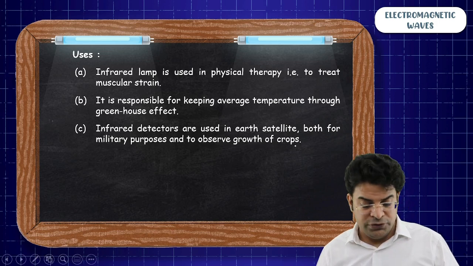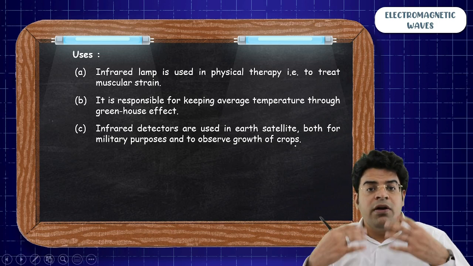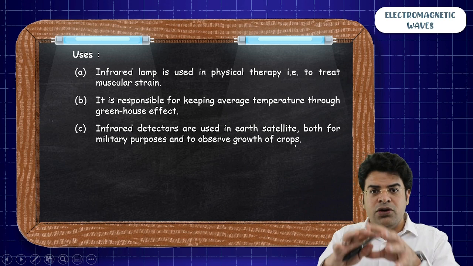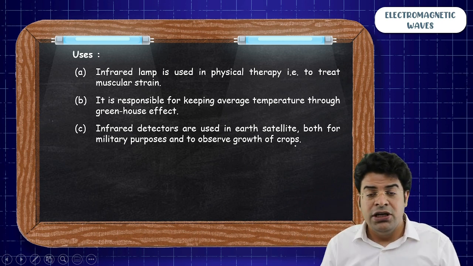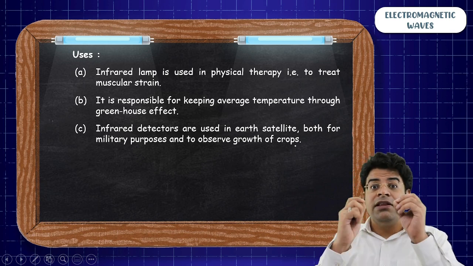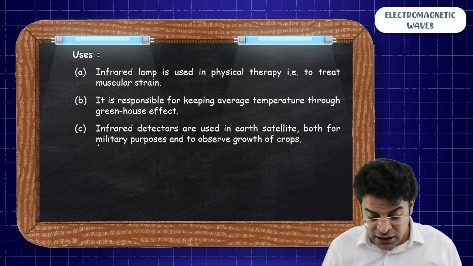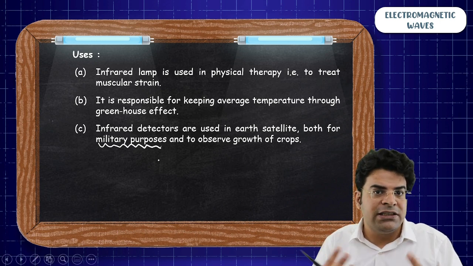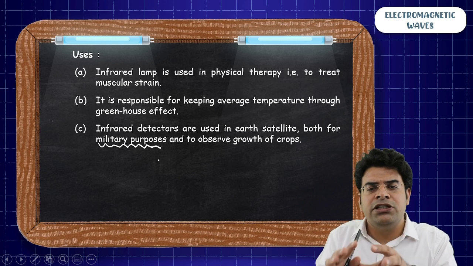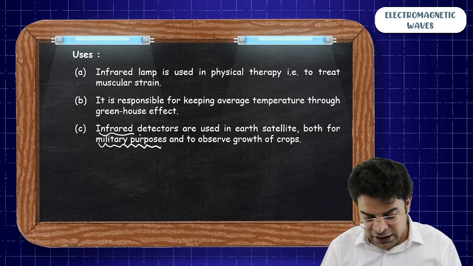Human beings give out infrared radiation. So if you need to know where more units of a particular army are stationed, you can detect them even when they do not use any light, using infrared detectors. So human beings give out infrared radiation, and you can detect where there is more accumulation of armaments using infrared detectors.